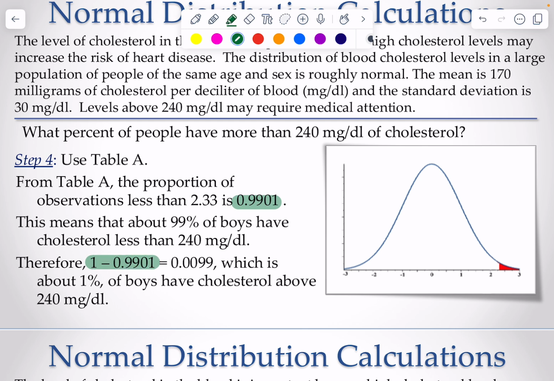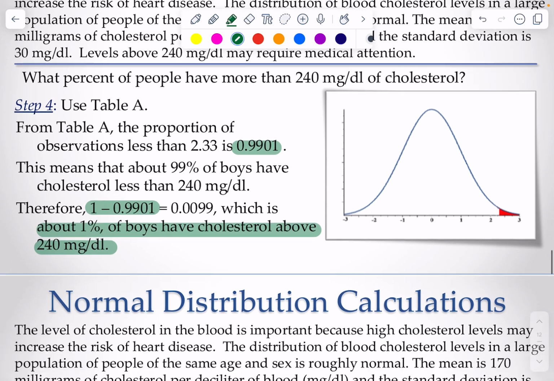So that's where the 1 minus comes into play. If I subtract from 1, I get my final answer that I can then interpret in context: about 1% of boys have a cholesterol above 240 milligrams per deciliter. When you state the context, don't try to reinvent the wheel. Just restate their question with the appropriate percentage inserted. The question says, what percent of people have more than 240 milligrams per deciliter? So our answer is about 1% have cholesterol above 240.